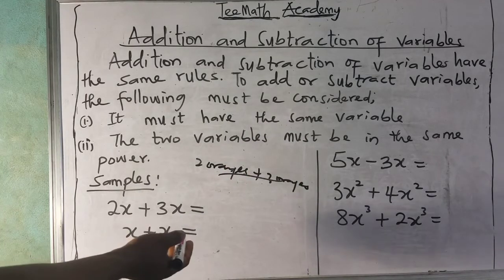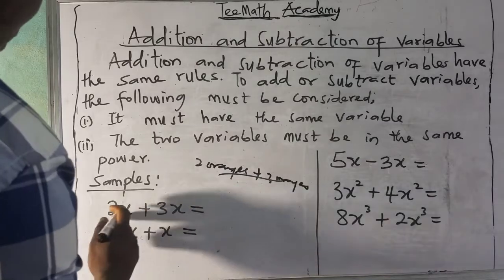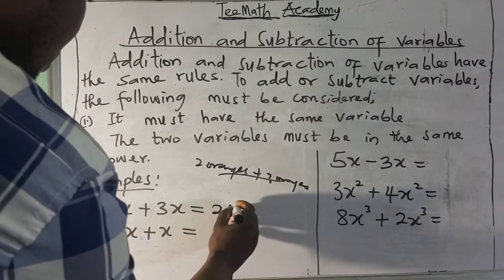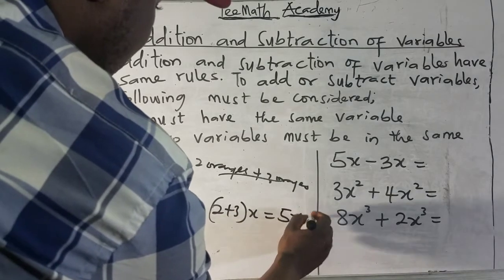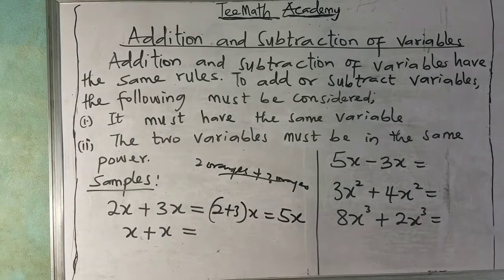So here too, I have 2 plus 3. You can do it like this. 2 plus 3. Then you pick one of the x. 2 plus 3 is what? 5. That is 5x.